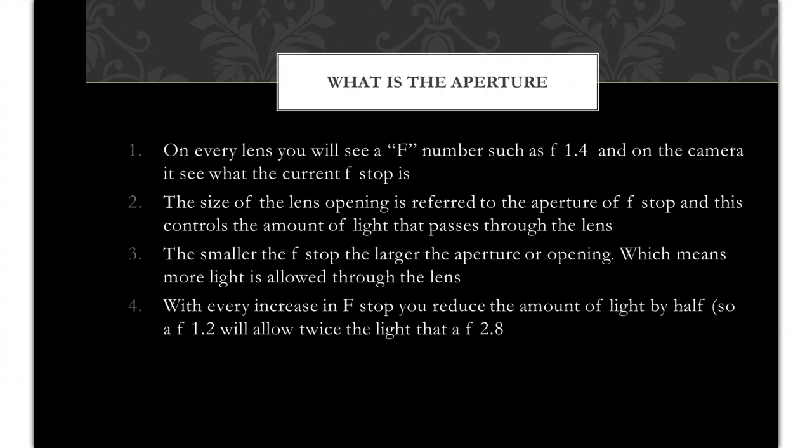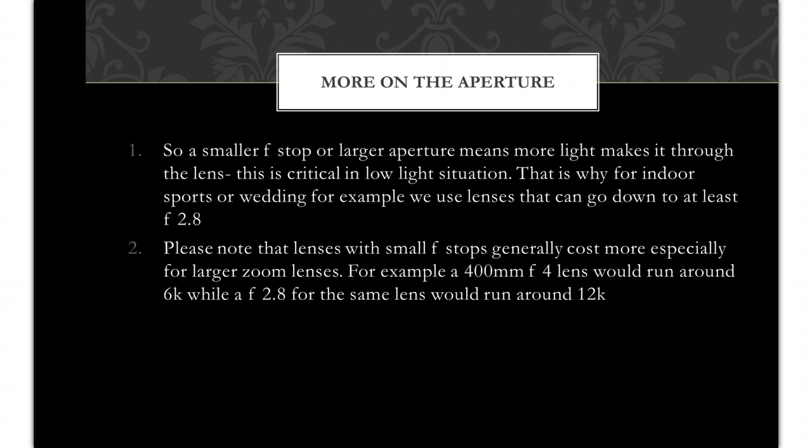With every increase in f-stop, you reduce the amount of light by half. So if I go from an f1.2 to 2.8, I reduce the amount of light by half. Okay, so a smaller f-stop, 1.4, allows more light through it compared to a larger f-stop, such as 2.8, going all the way up to f22 and even higher depending on the lens. Now, we typically want to use a lower f-stop, ideally a 2.8 or lower, in low light situations such as weddings or specialty events.